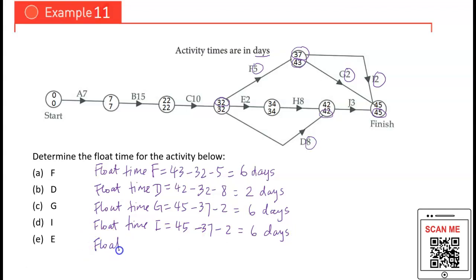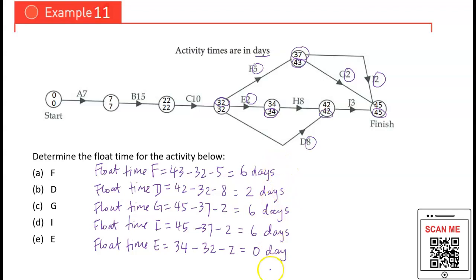Let's look at the last one here. What about the float time for E? Activity E. So again, look for the arrow. The LST for the ending of activity E will be 34, minus the starting time, EST, for activity E, which is 32, and minus the time for activity E, which is 2. And you end up with 0 days, right?